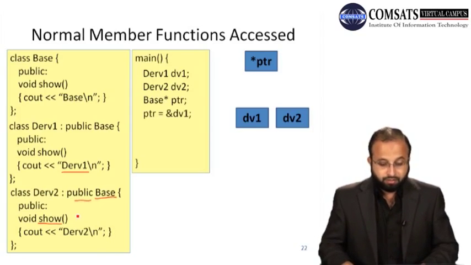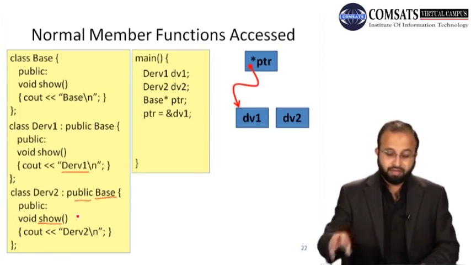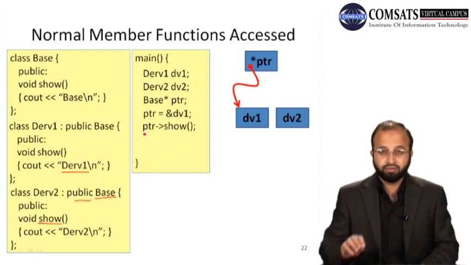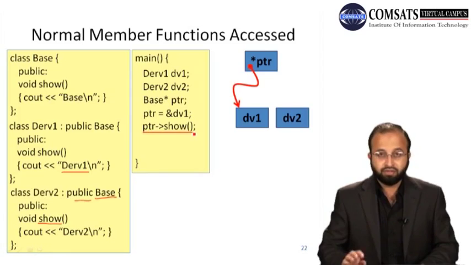So in the main function, the first two statements are that we are going to create an object of the Derv1 and Derv2 classes, and the names of those objects are dv1 and dv2. So memory is allocated for these two objects. So these two objects are created. One object is dv1, that is an object of Derv1 class, and the other object is dv2, that is an object of Derv2 class.